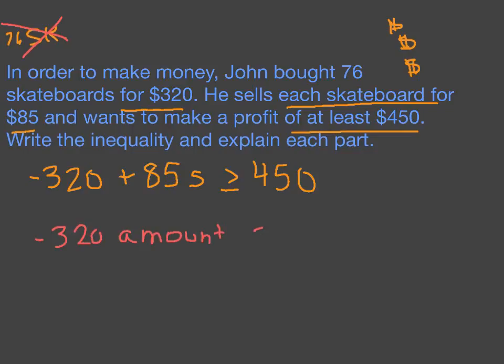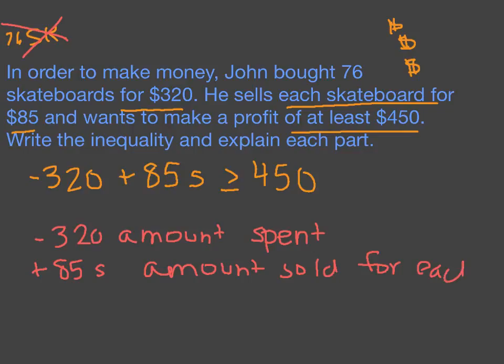Now the last bit that I need to do is write down that the negative 320 is the amount spent. The plus 85S is the amount sold for each skateboard. And the greater than or equal to 450 is the profit, how much he wants to make.